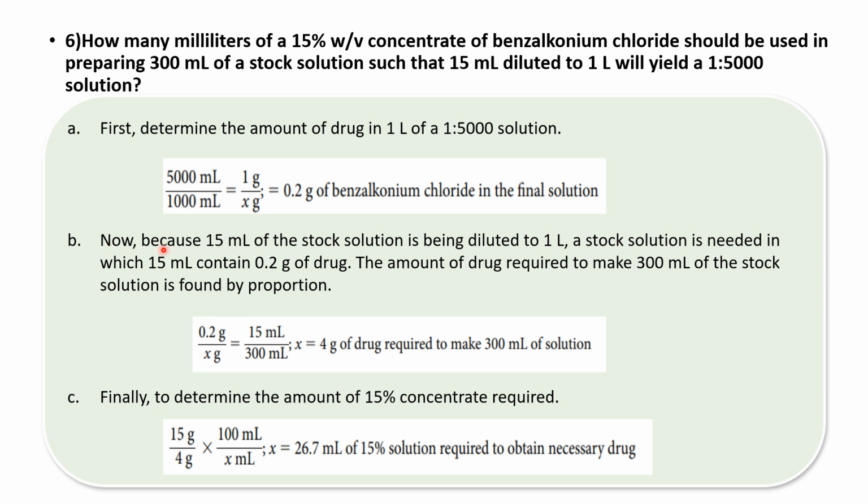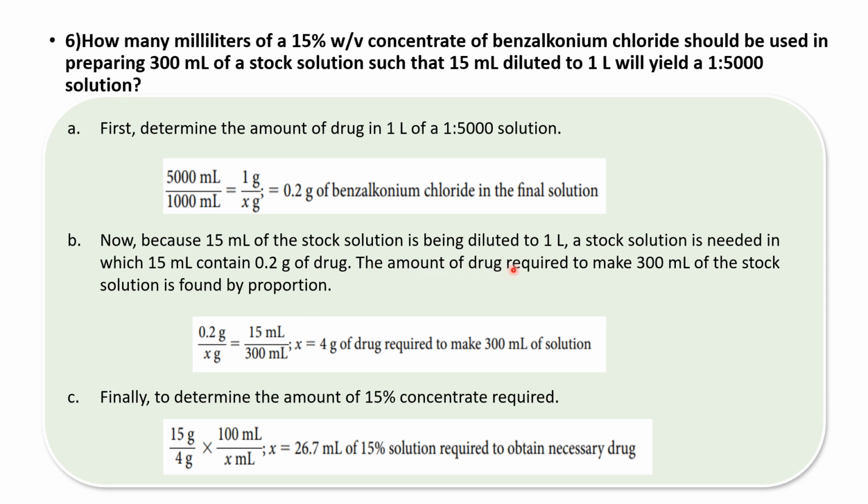Next part, that is now because 15 ml of the stock solution is being diluted to 1 liter. See the question here, that is 15 ml is diluted to 1 liter. So a stock solution is needed in which 15 ml contain 0.2 gram of the drug. That is 15 ml diluted to 1 liter. So the concentration will not change. So the 15 ml will also contain the same amount, that is 0.2 gram of benzalkonium chloride.